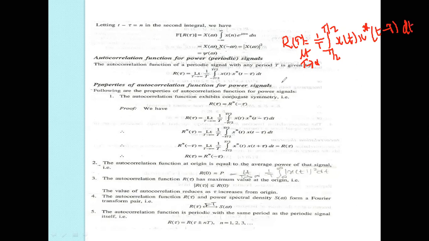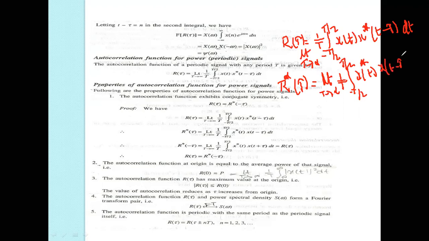But take the conjugate on both sides. Conjugate of R of tau, the limit t tends to infinity, 1 by t, the integral from minus t by 2 to t by 2, x of t, now it becomes a conjugate, and conjugate of conjugate it becomes a real function, x of t minus tau dt.